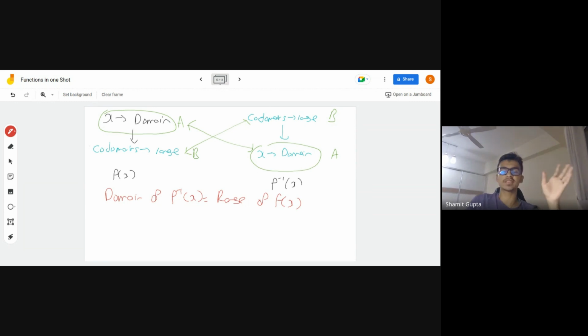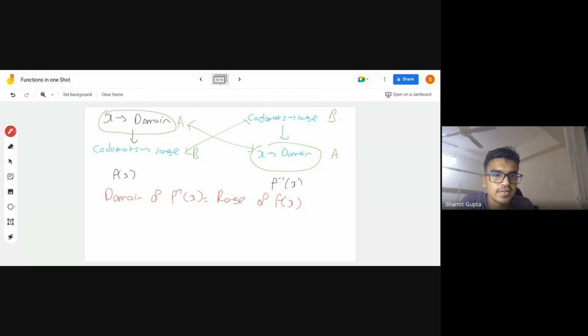Okay, A was the domain, B was the range. I want to reverse it. I want to find a function for which when I put B, I get A. So it means when I put the range as my domain. So when I put the range as my domain, the domain of f inverse x is equal to the range of f(x).